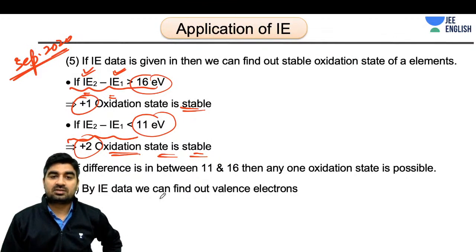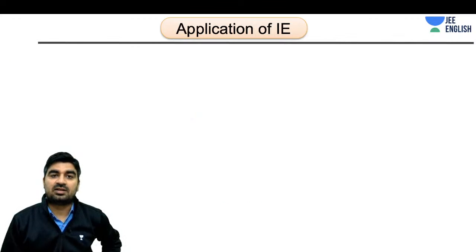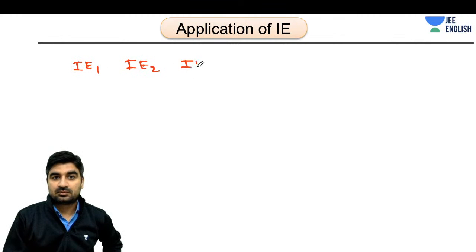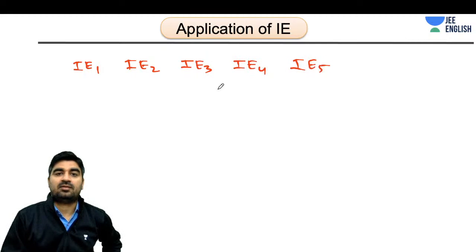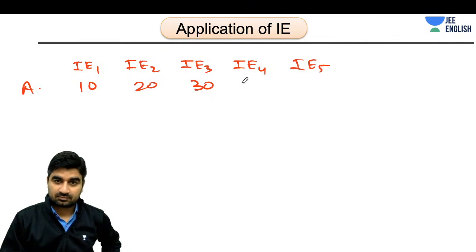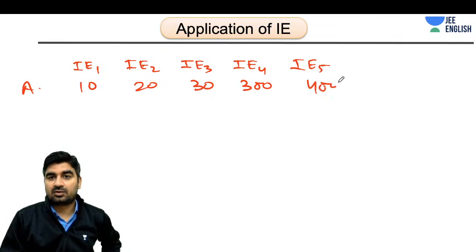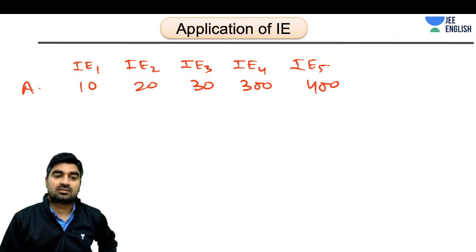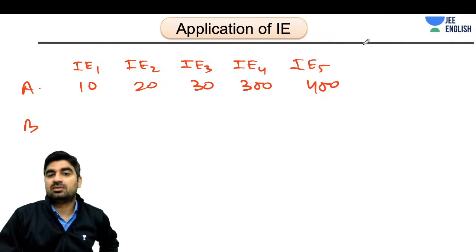Any doubt till this point? So with the help of ionization energy data, you can also find out the valence. How? Suppose you are given I1, I2, I3, I4, I5, say data 10, 20, 30, 300, 400. So can you tell me the number of valence electrons here?